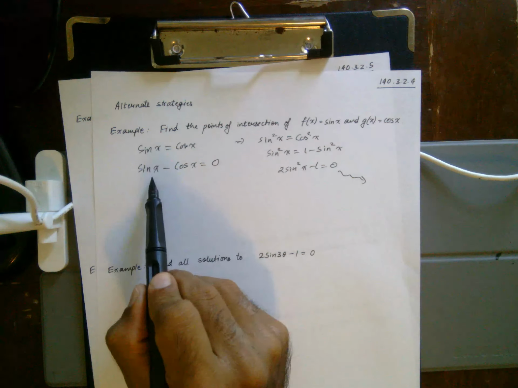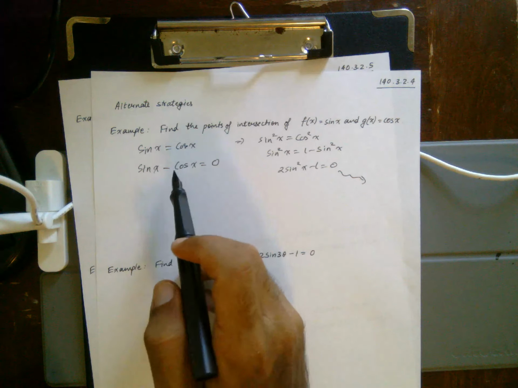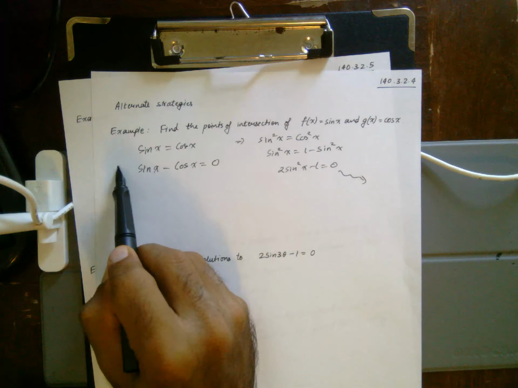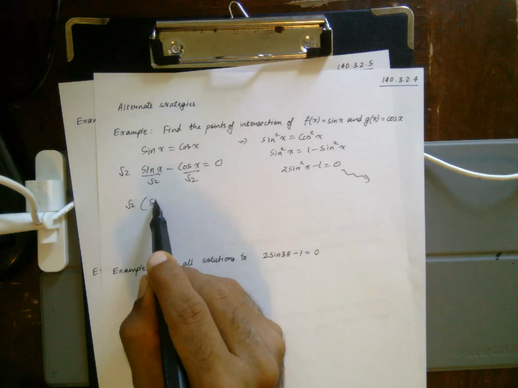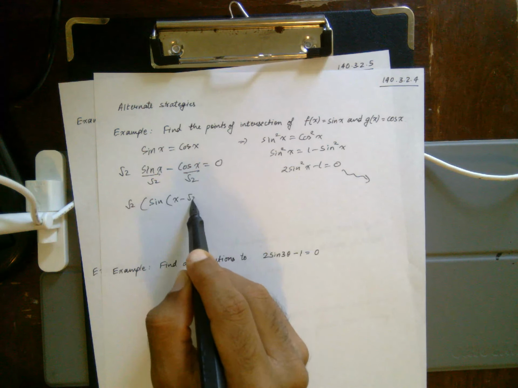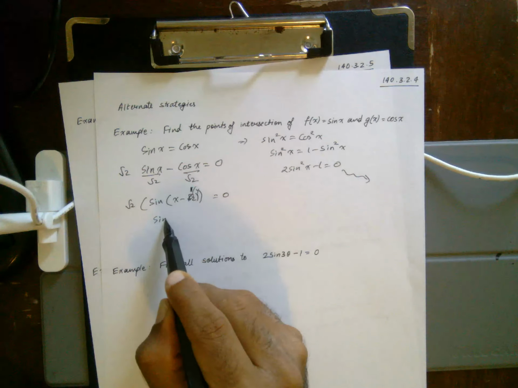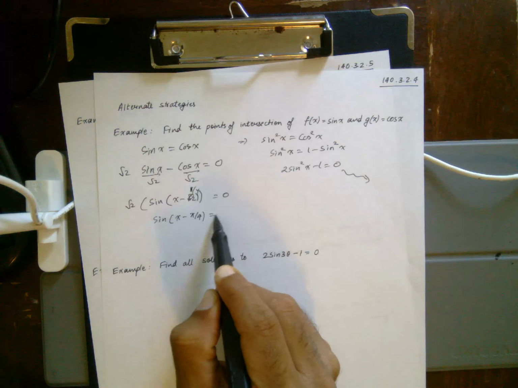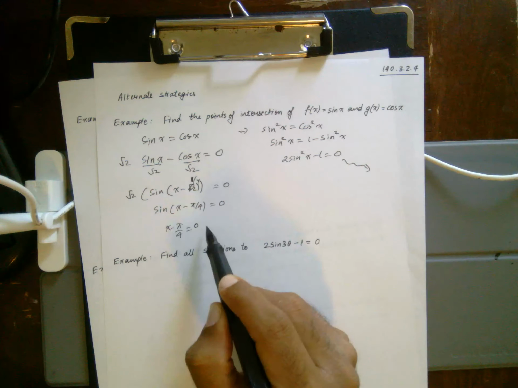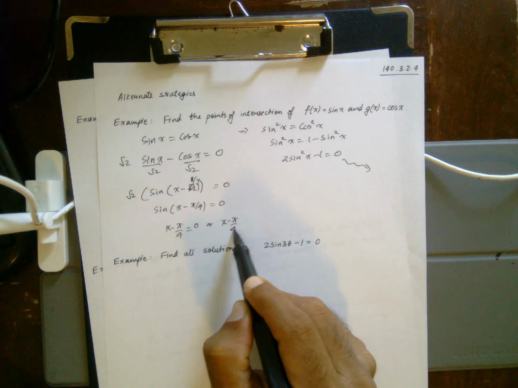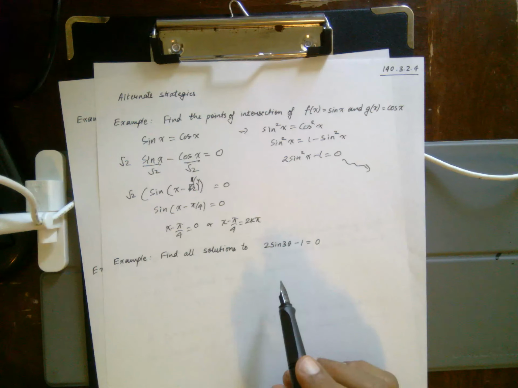Another way is, we learned that a combination of sine and cosine can be written as a single sine function. To do that, I multiply by root 2 and I divide by root 2. Then this becomes sine of a minus b, with pi over 4. So this reduces to, when is sine of x minus pi over 4 equals 0, and that gives me x minus pi over 4 is 0, or in general x minus pi over 4 is 2k pi. So those are alternate strategies that you can use.